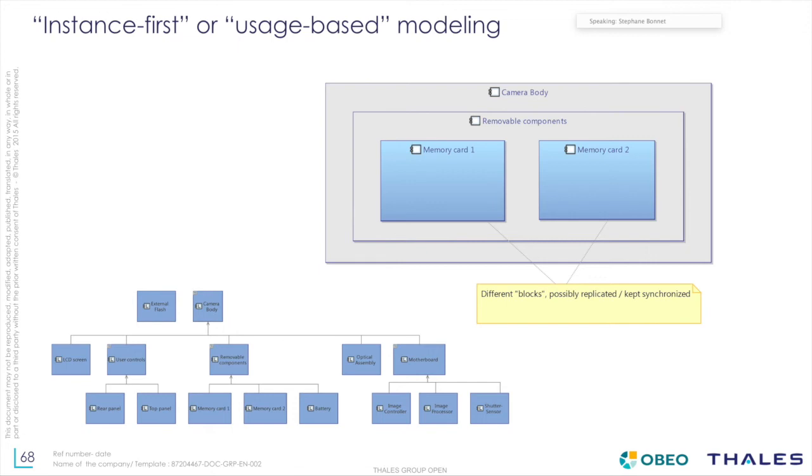So when you open Capella and you try to do the same thing with a camera body and have removable components, you actually create two components, memory card 1, memory card 2. And we see these two memory cards in the component tree. These two components don't have to be created manually. Once we create the first one, we can use the replication mechanism to instantiate the second one, and they will be kept synchronized.